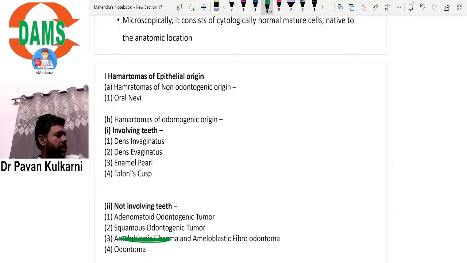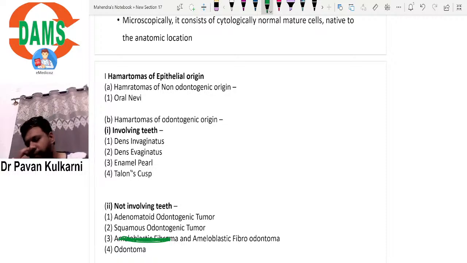There's a typing error here. Okay, so ameloblastic fibroma is a true neoplasm. It is not a hamartoma. Ameloblastic fibro-odontoma is basically a hamartoma. Odontomes are also hamartomas.